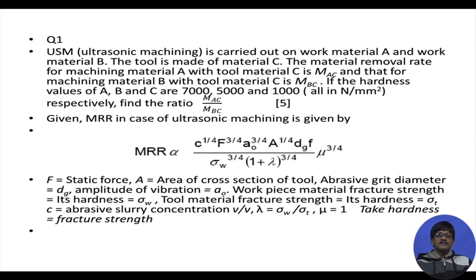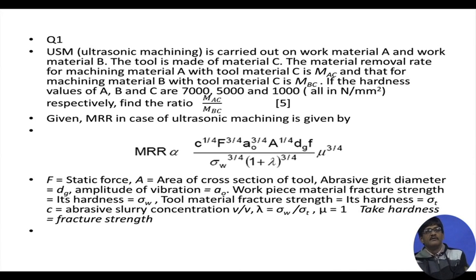So ultrasonic machining is carried out on a work material A and work material B. The tool is made of a work material C. The material removal rate for machining material A with tool material C is MAC, and that for machining material B with tool material C is MBC. If the hardness values of A, B and C are 7,000, 5,000 and 1,000 in newtons per millimeter square respectively, find the ratio of MAC by MBC.